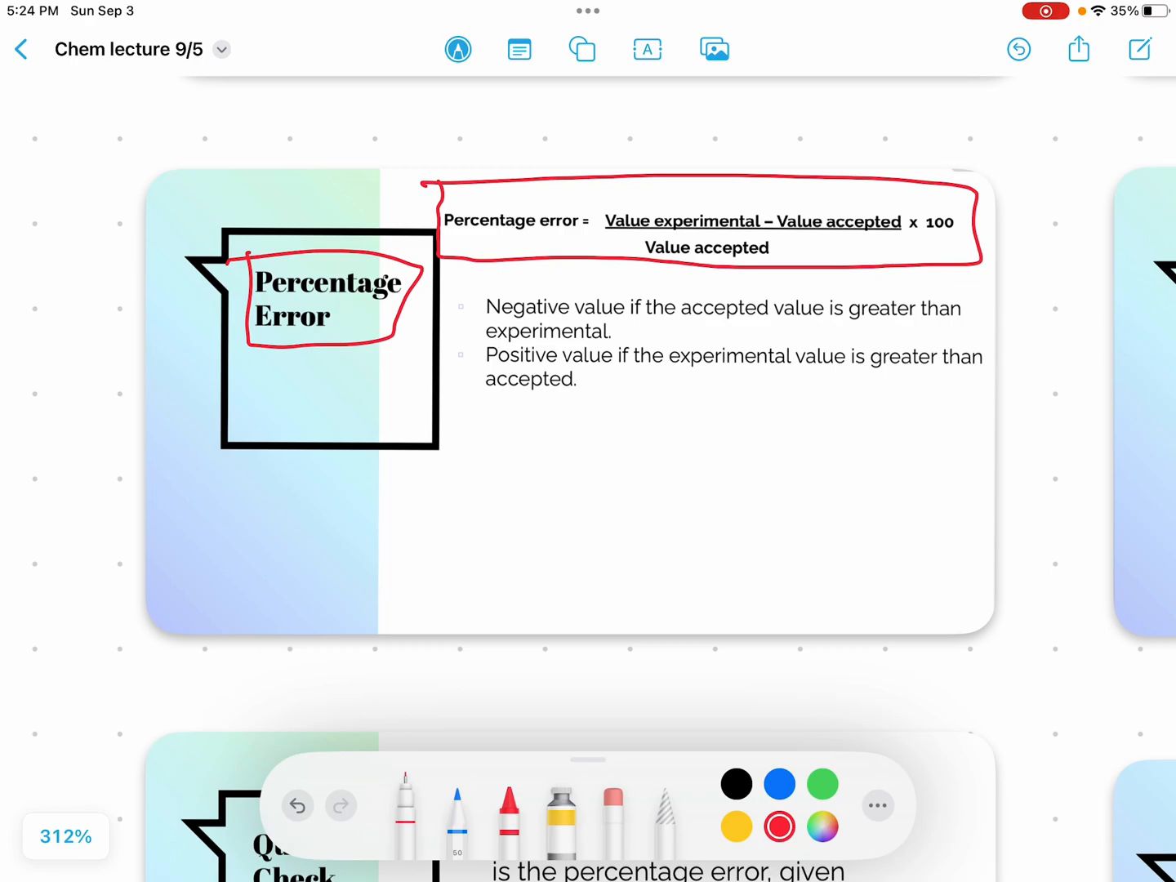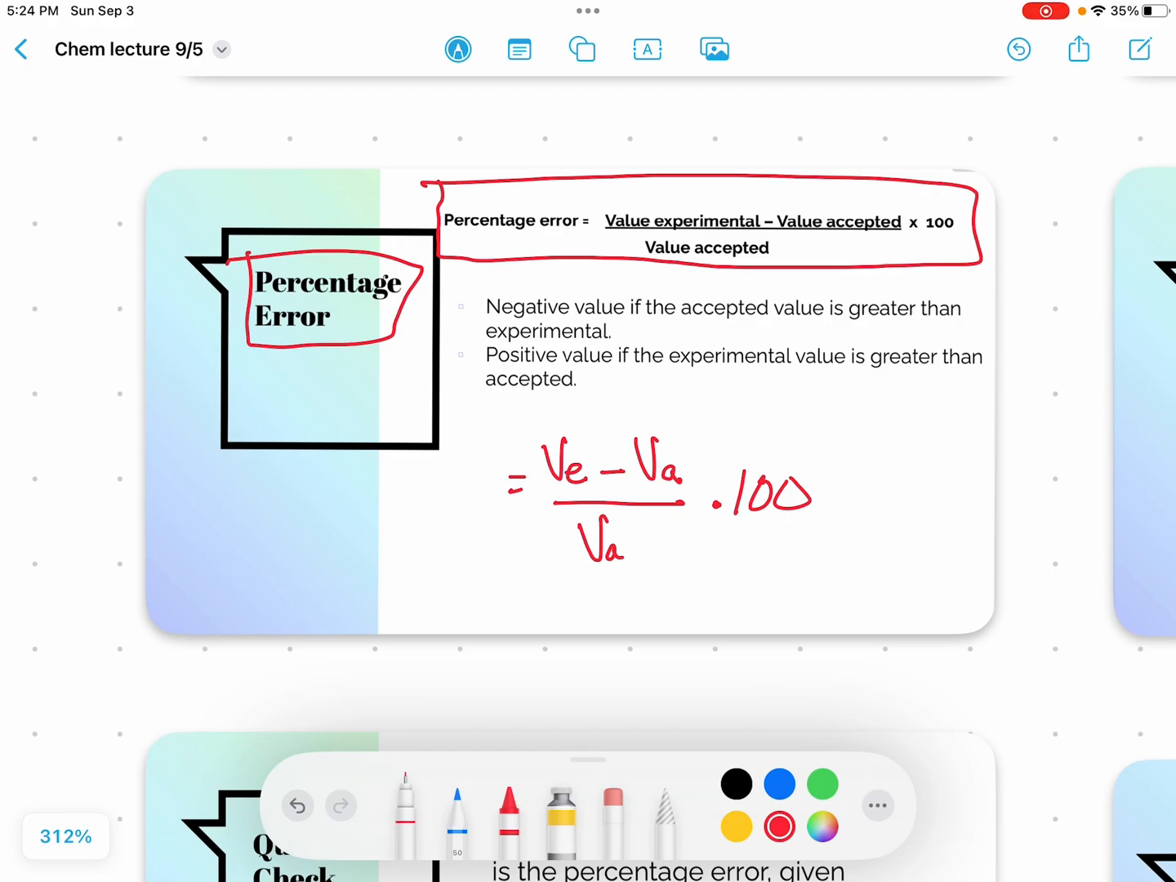Percent error equals the value experimental minus the value accepted, divided by the value accepted, times 100. The shorthand version of that is VE for value experimental, minus the value accepted, VA, divided by VA, times 100, just to turn it into a percentage.